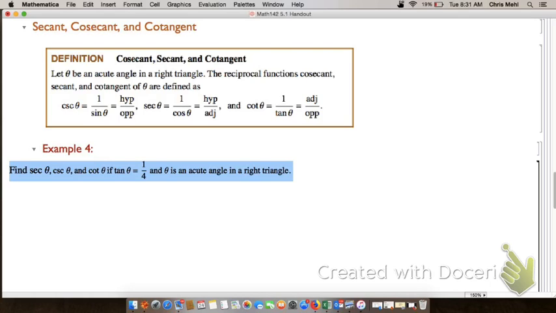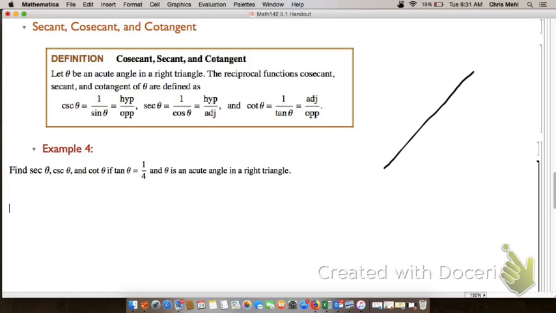Oops, I did not mean to highlight that. There we go. Okay, so here is my right triangle. Here's my angle theta. And since tangent theta is 1/4, I can treat the opposite side as length 1 and the adjacent side as length 4.